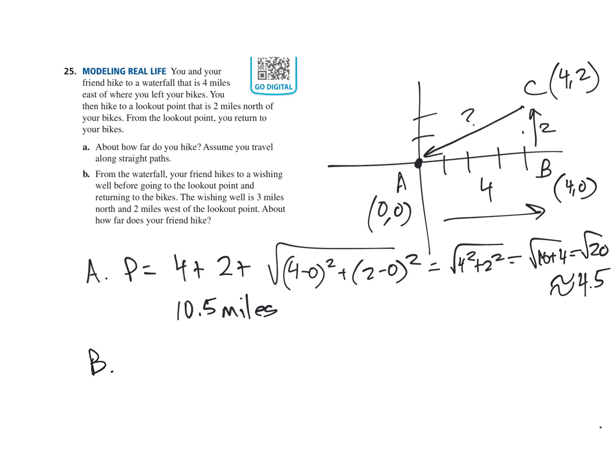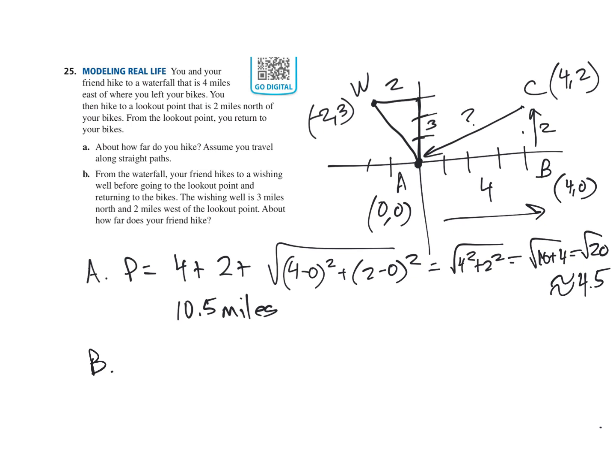So the wishing well is 3 miles north. So we have 1, 2, 3, and 2 miles west. 1, 2. So that's the wishing well. All right. Now, about how far does your friend hike? So he goes north 3 and west 2. And now we got to get that part. So that is at -2, 3. All right, so this is before he goes to the lookout point.